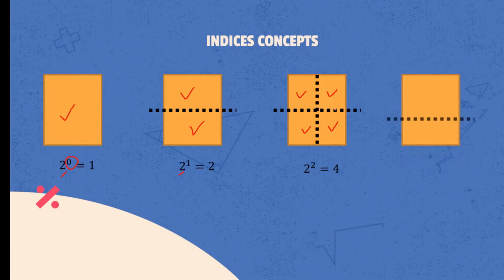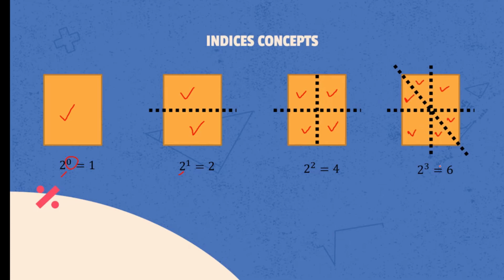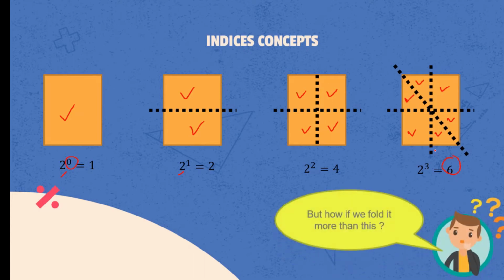And the last trial, I fold my paper 3 times into 2 pieces, and the formula is 2 cubed. It equals 8. Let's recount together: 1, 2, 3, 4, 5, 6, 7, 8. It's the same, it equals 8. This is just a simple example, right? But how if we fold it more than this?